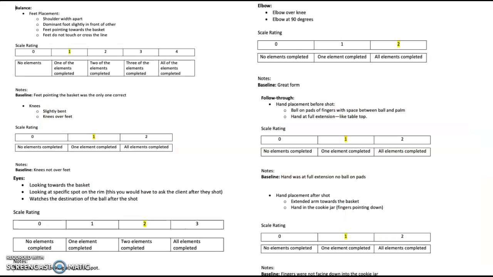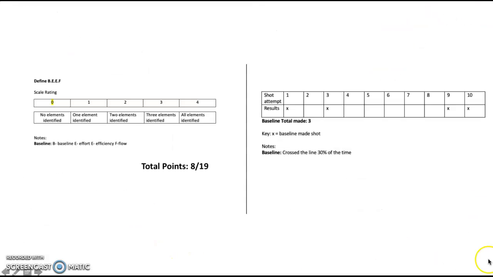This is the data that I received from the baseline. As you can see, I decided to use a rating scale, and I split it up into 4 different parts, which are balance, eyes, elbow, and follow through, the main components of the acronym BEEF. This client practically had all 1s with a couple 2s for exceptions. And they also didn't know any of the words for BEEF, which is to be expected.